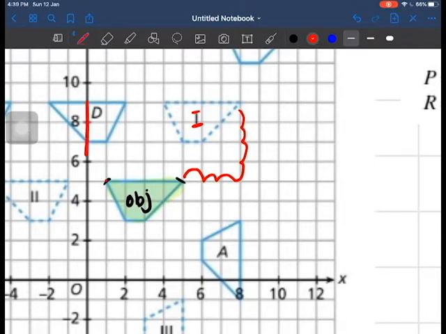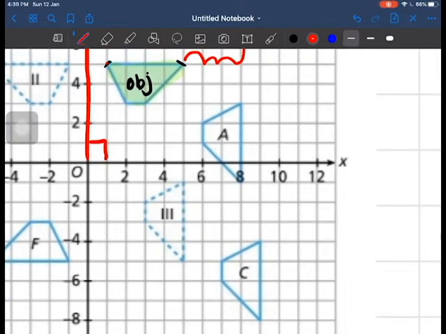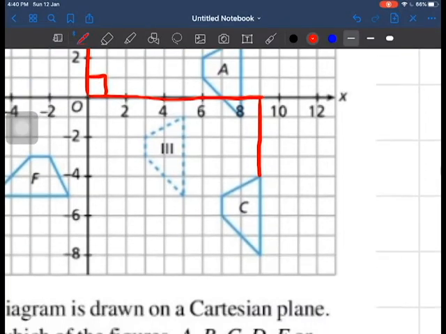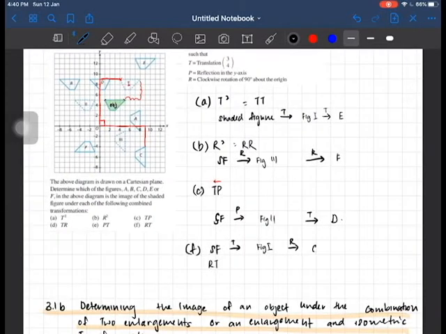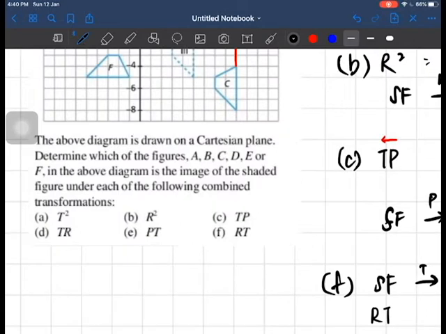So clockwise from origin. So I'll move up 9. I'll choose this point. I'll move up 9. I'll move to the right 4. So again, 90 degrees. I move up 9. I move down 4. So my image is C. So there you go. That's the answer. And if you would like to do D and E, the answer is figure A and figure B. Right.